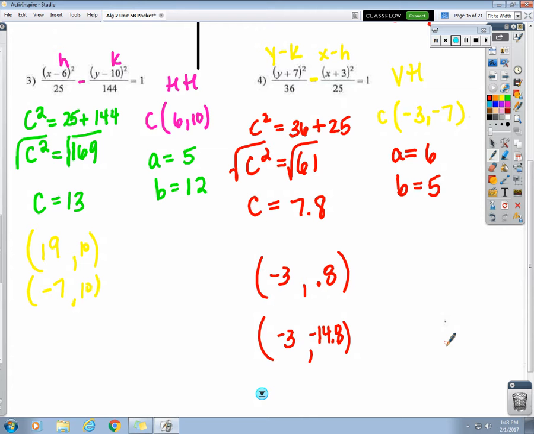Okay, turn to the next page. Why don't you just try number 1 and number 2, and then we'll go over them. Just try them, and then I'll go over them.